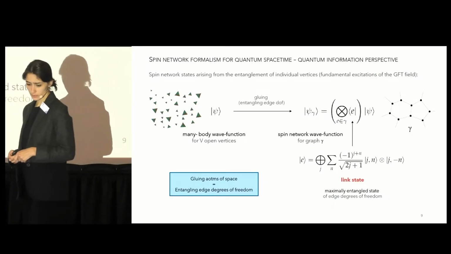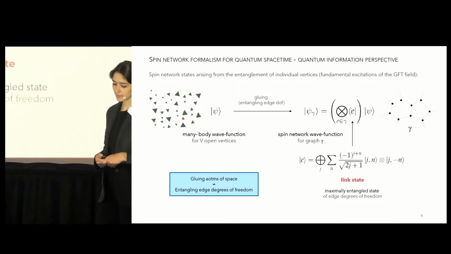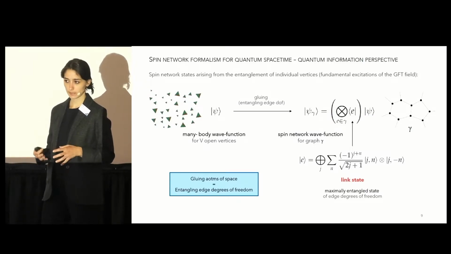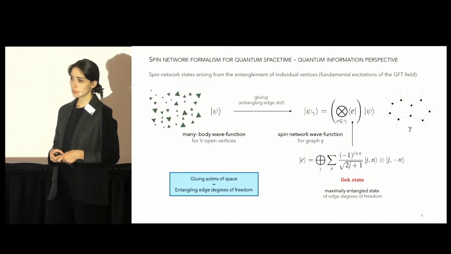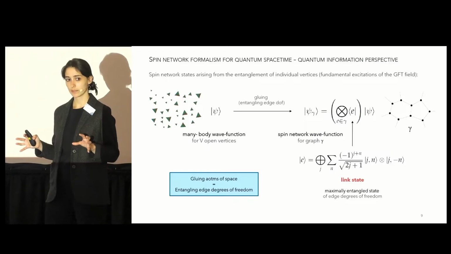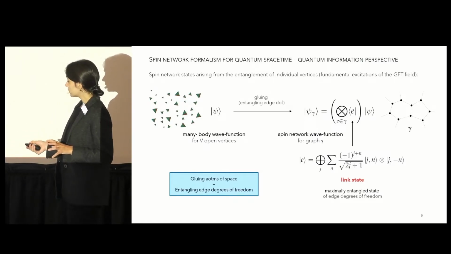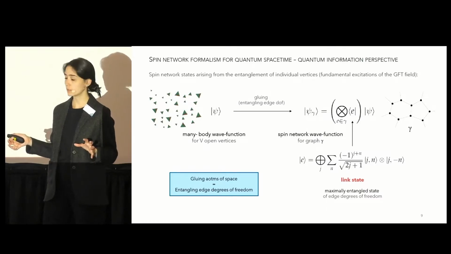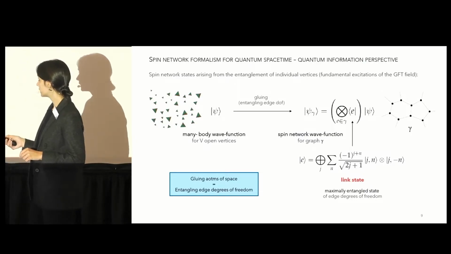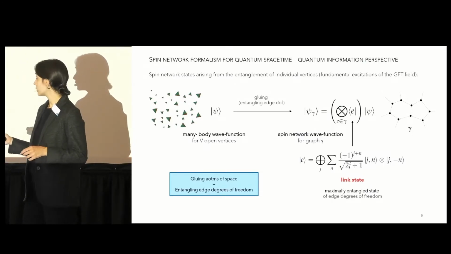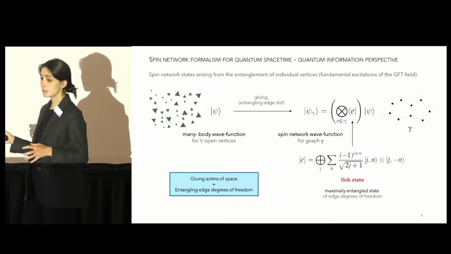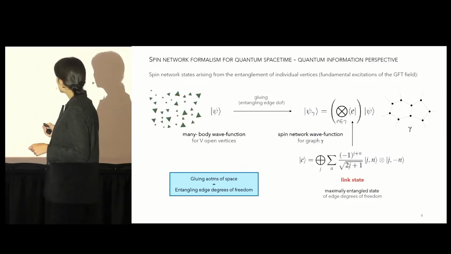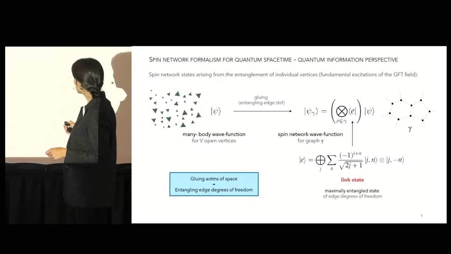Okay, so let me illustrate this characterization of spin networks as patterns of entanglement, and therefore as tensor networks. So in group field theory, we have a Fock space describing these fuzzy tetrahedra, these quantum tetrahedra. So a generic wave function in the Fock space is a wave function describing a generic set of individual atoms of space, the individual tetrahedra. The gluing of these tetrahedra to each other is realized by entangling the edge degrees of freedom of the vertices. So here we have the projection of the many-body wave function to link states, which are maximally entangled states of the degrees of freedom attached to the edges.